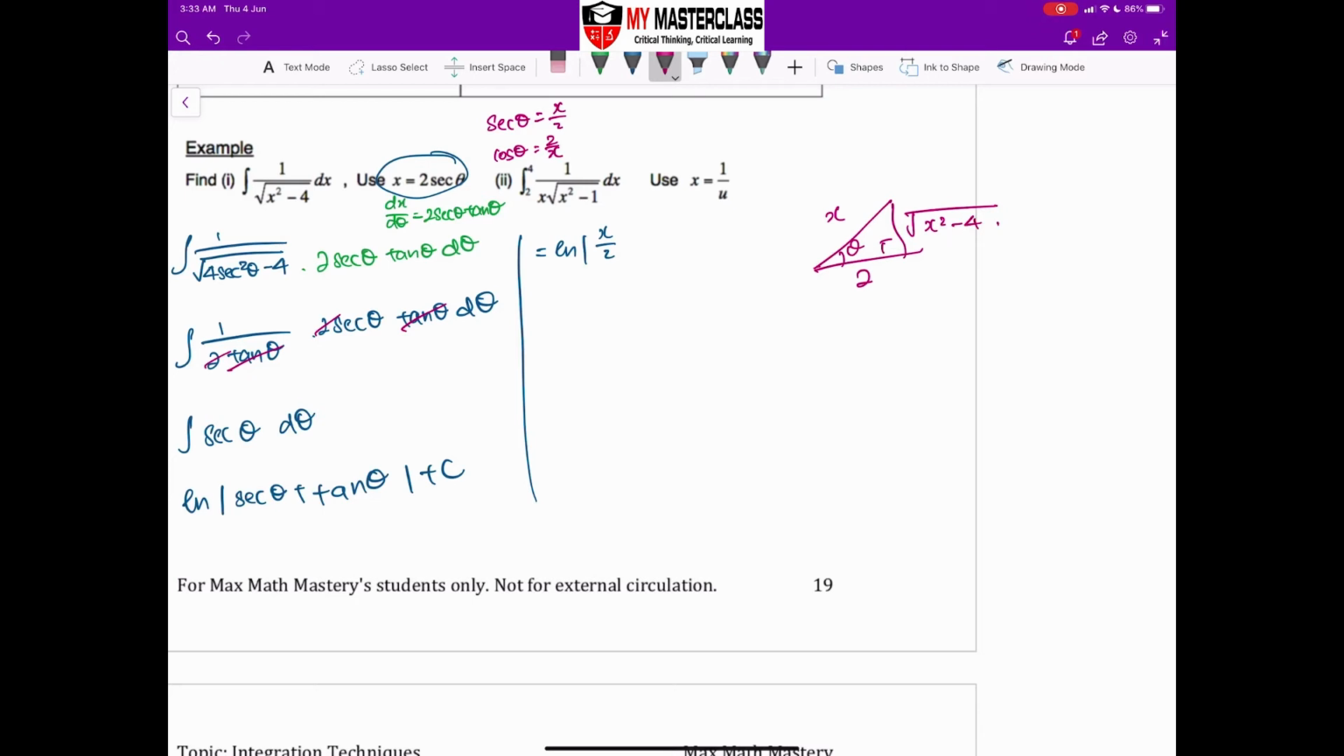So your answer here still has a tangent theta. Tangent theta is opposite over adjacent. So I'm just going to quickly plug in the formula. Opposite is square root of x squared minus 4 divided by 2, plus c. Don't forget the closing modulus. So this is how we actually convert back. The triangle over here is a very common question.